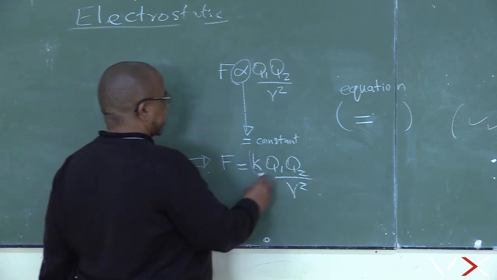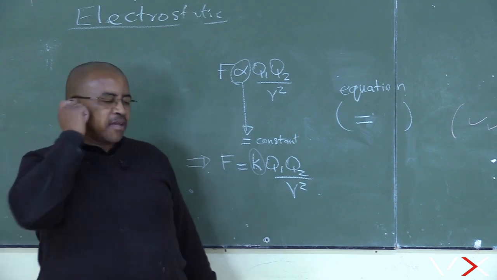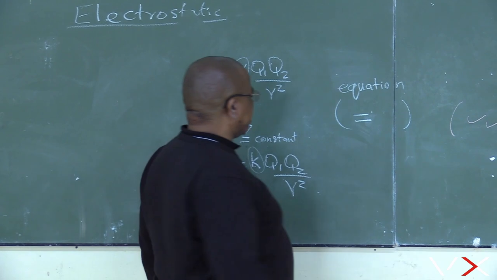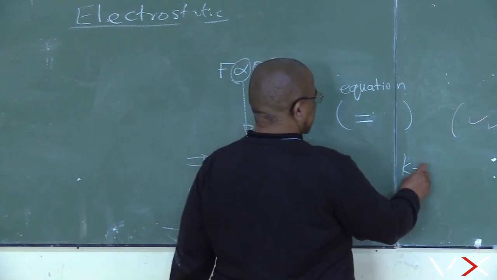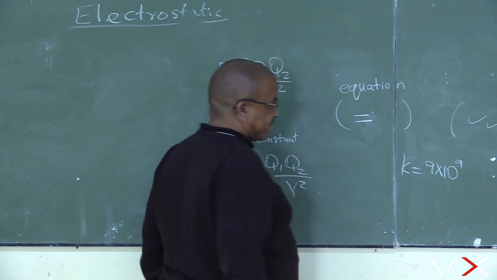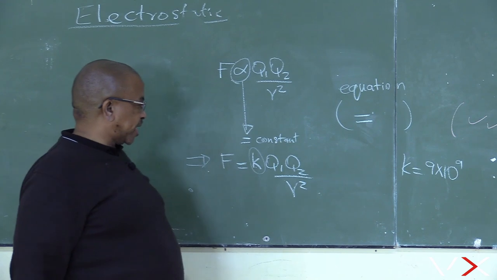This letter K, you will be given it in the exam, it has its own number. What is the number of K now? K is equal to 9 times 10 to the power 9. That is the value of K.